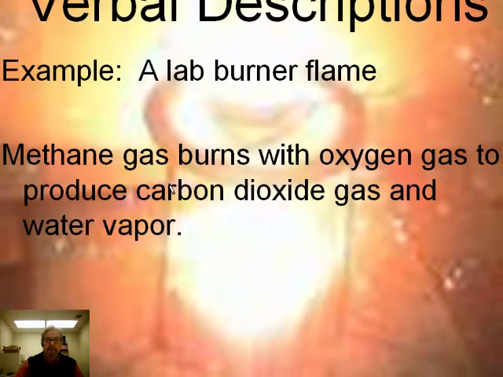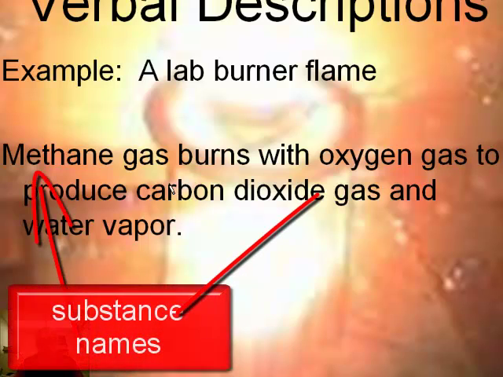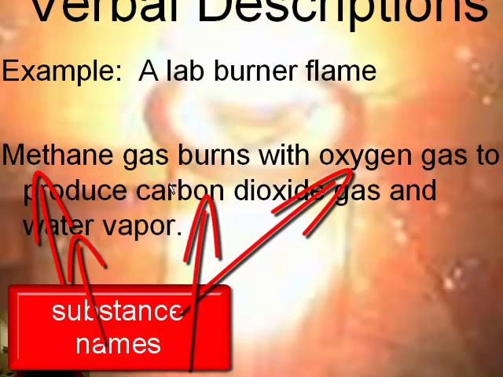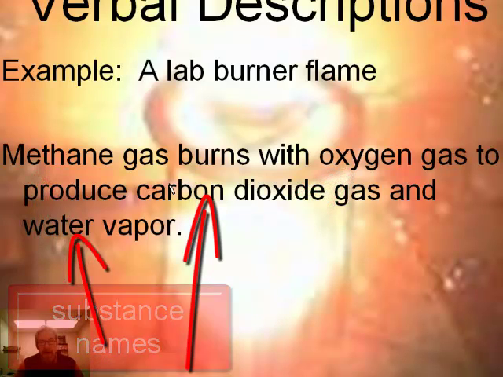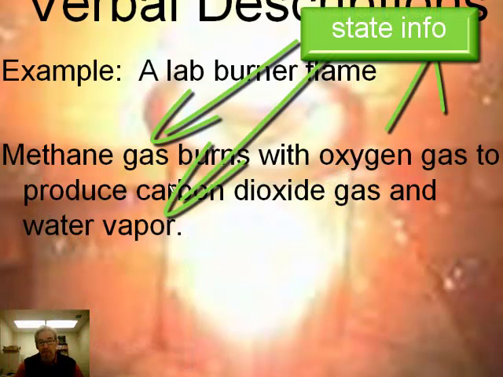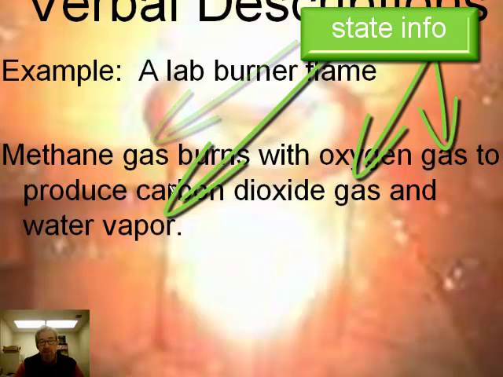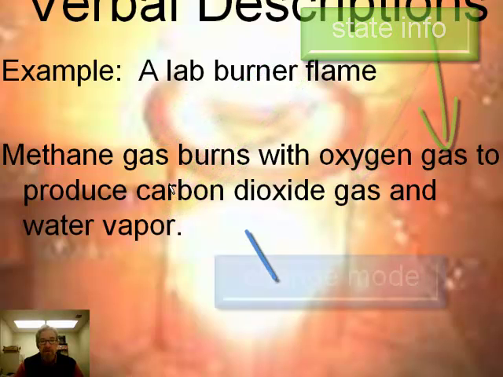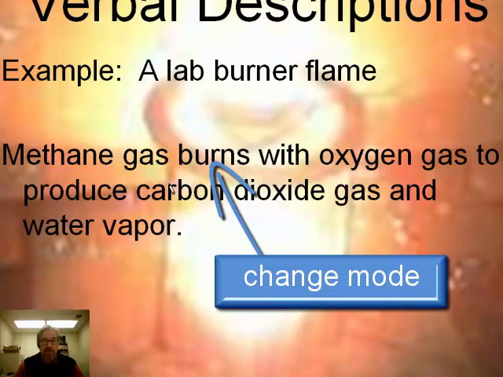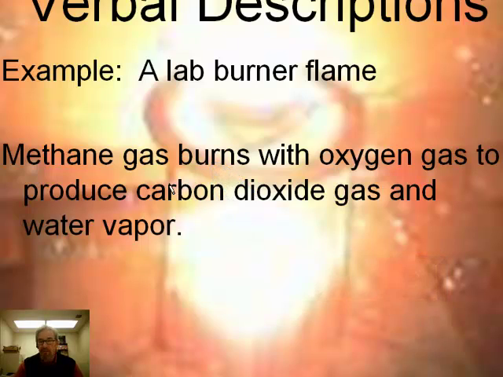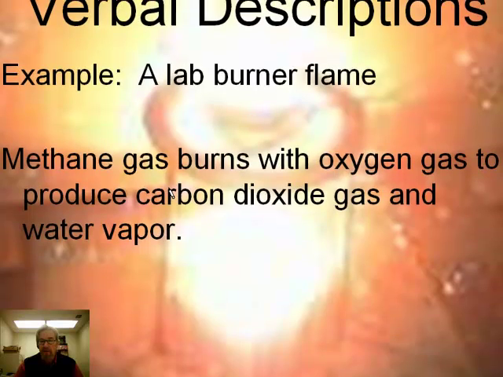Here's an example. A lab burner flame, when you light the burners in the lab, here's what's happening. This is a verbal description of the chemical change that takes place at the burner. Methane gas, that's what comes out of the gas taps, burns with oxygen gas, which is in the room, to produce carbon dioxide gas and water vapor. So using words to describe that gives you a picture of what the chemical reaction is that's taking place. It's not just fire. To a chemist, there's something more fundamental going on with changes in matter.